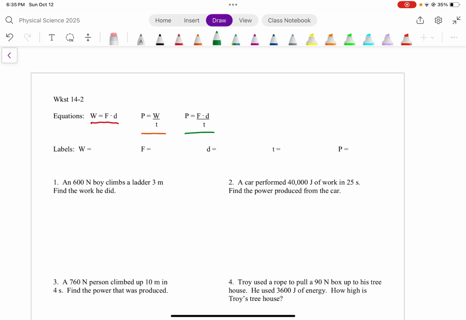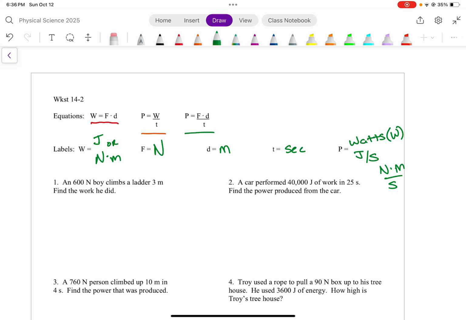Labels. Work we label in a joule or a Newton times a meter. Force is in newtons. Distance is in meters, time is in seconds, and power is in watts or joules per second. And we can even break that one down even further, and we can go Newton meter per second. So those are our labels for the different things that we have.